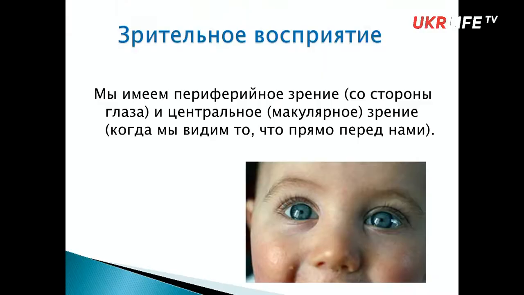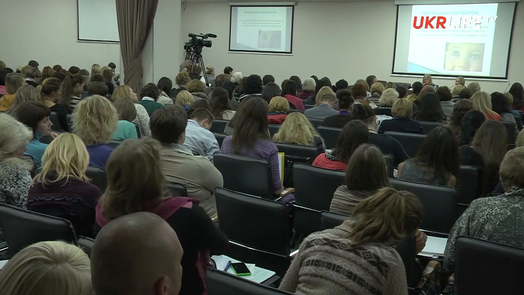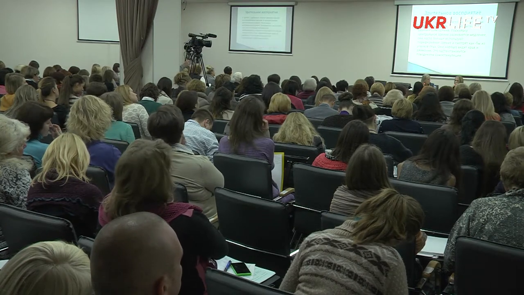Okay, visual system. Developmentally, we have peripheral vision to the sides, and the central vision system directly in front of us. With autism, often the peripheral vision can be the hyperactive one. Because the central one is slower to develop, we need to present them with activities where their focus is more central.